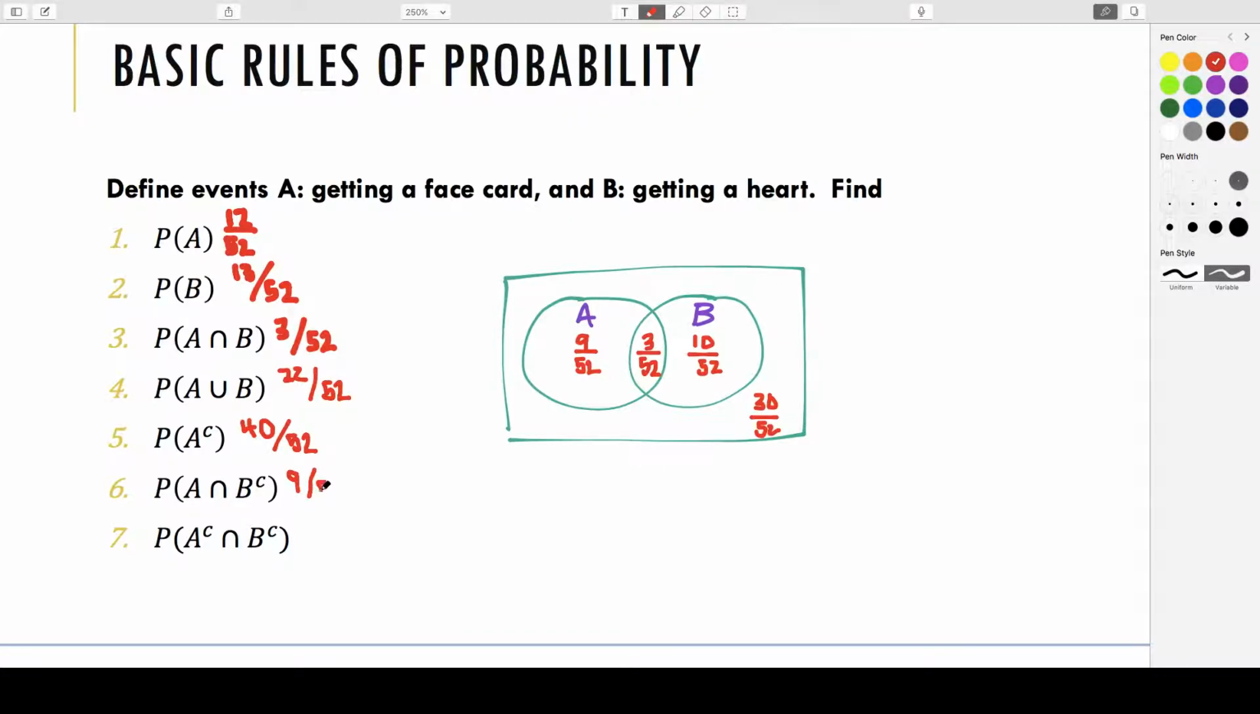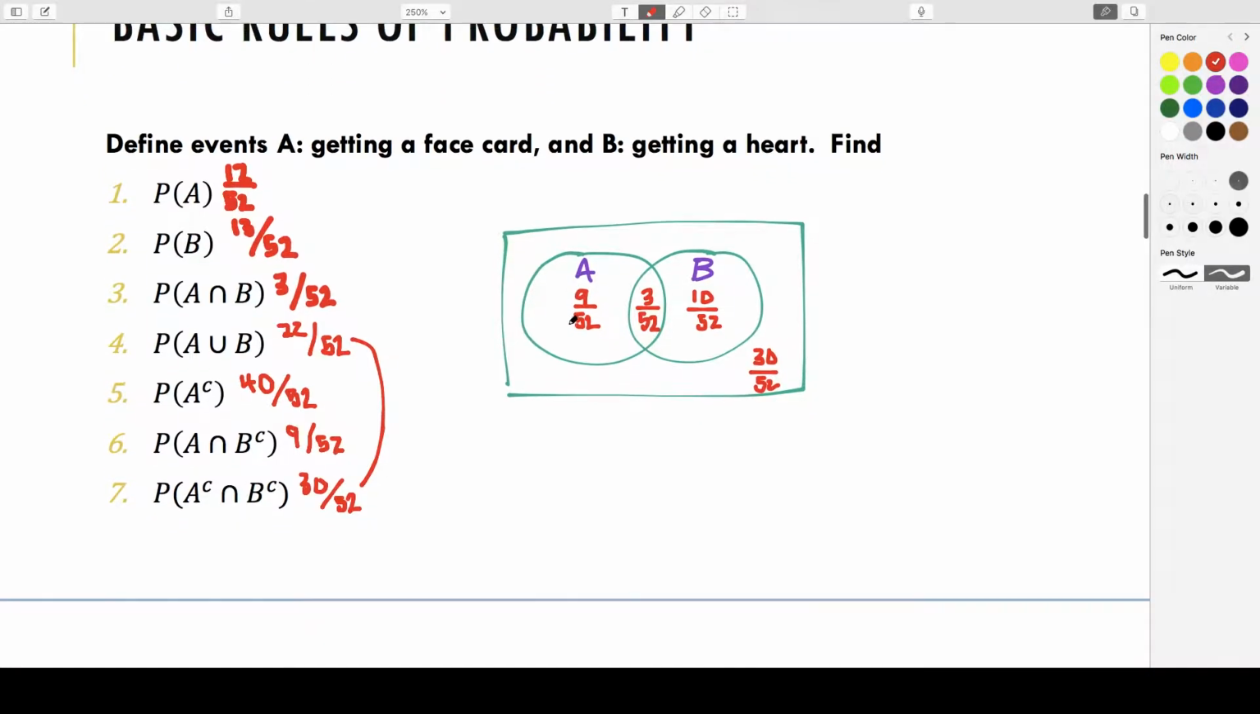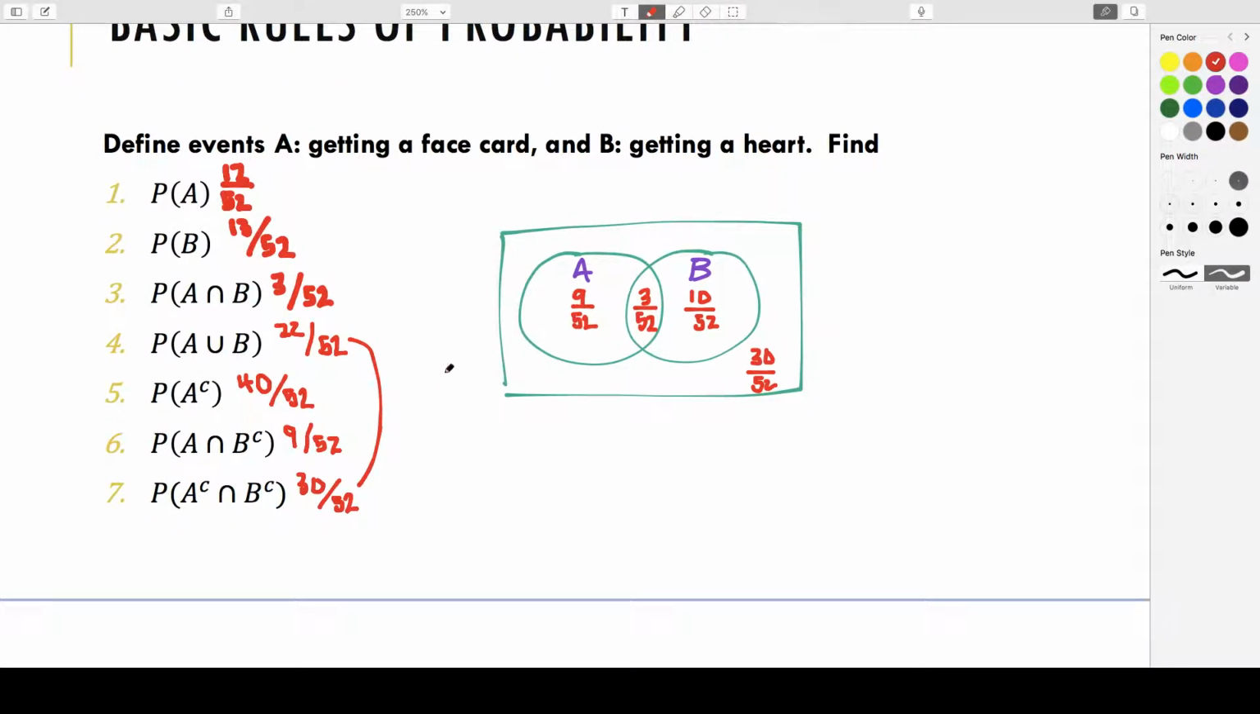Good. All right, what about the last one? So neither A nor B happens, so you said 30 out of 52. So what is the complement of neither A nor B? Careful with your wording. A or B. Good. So these two are complements of each other. Neither happening, or A or B happening. So, good. Those are complements of each other.